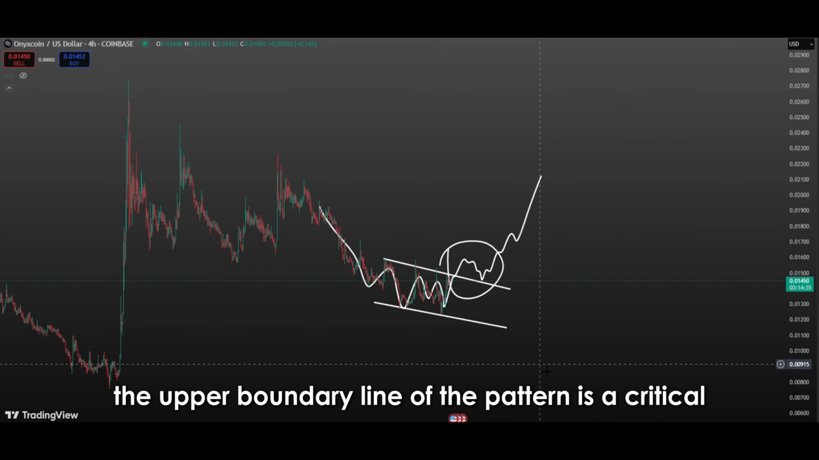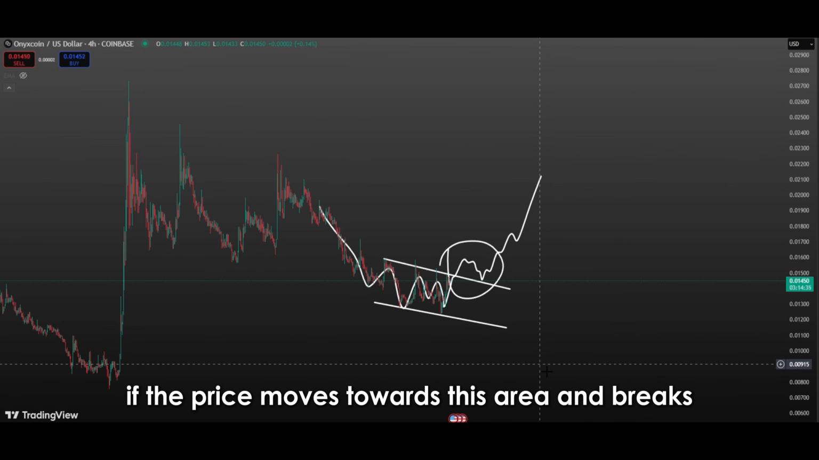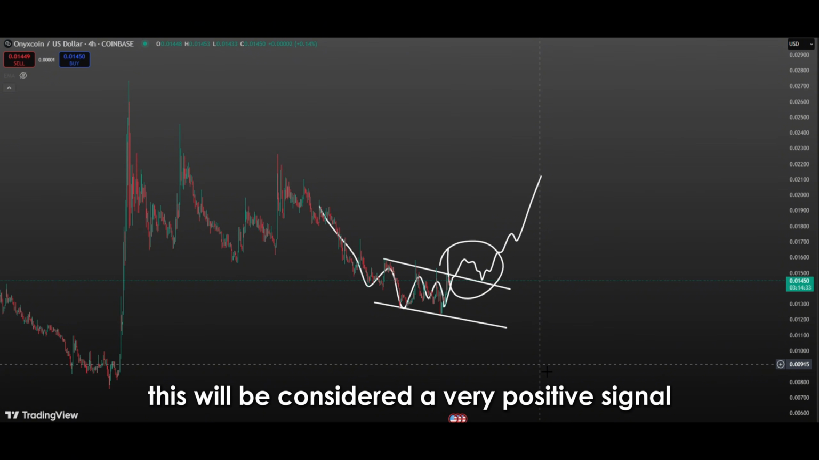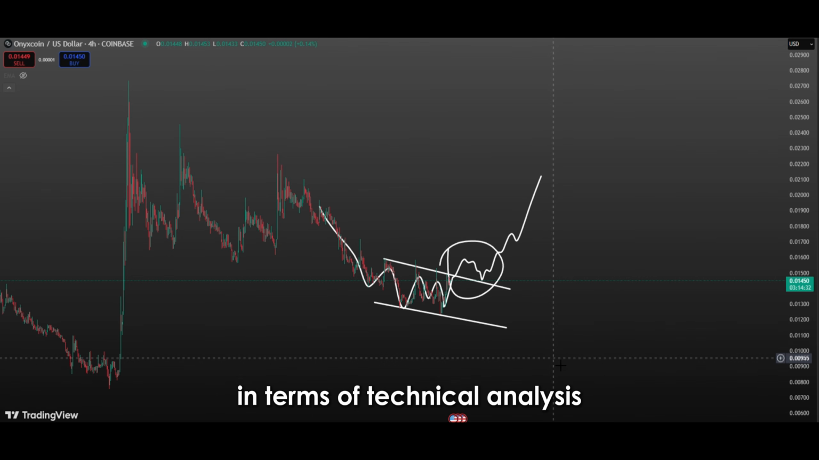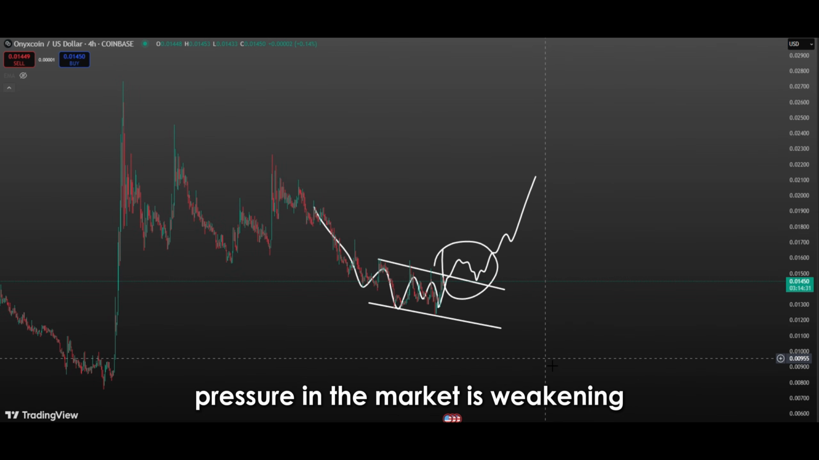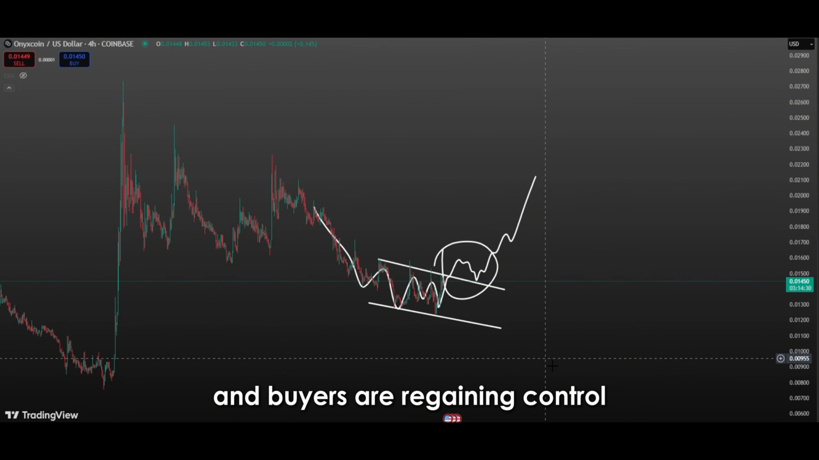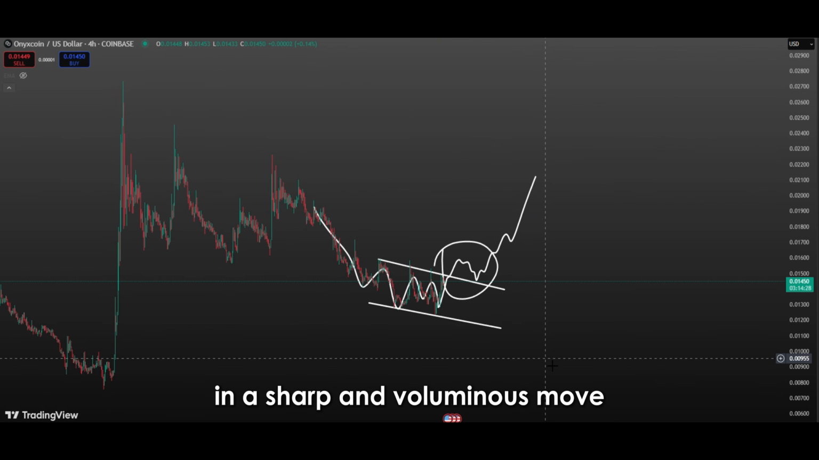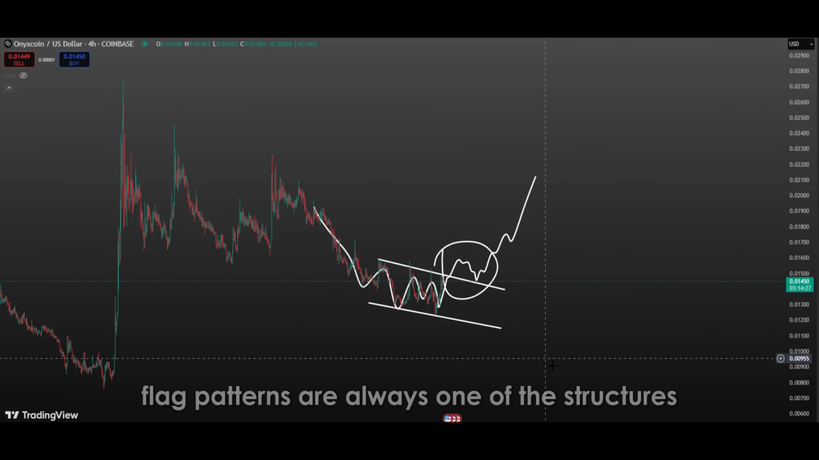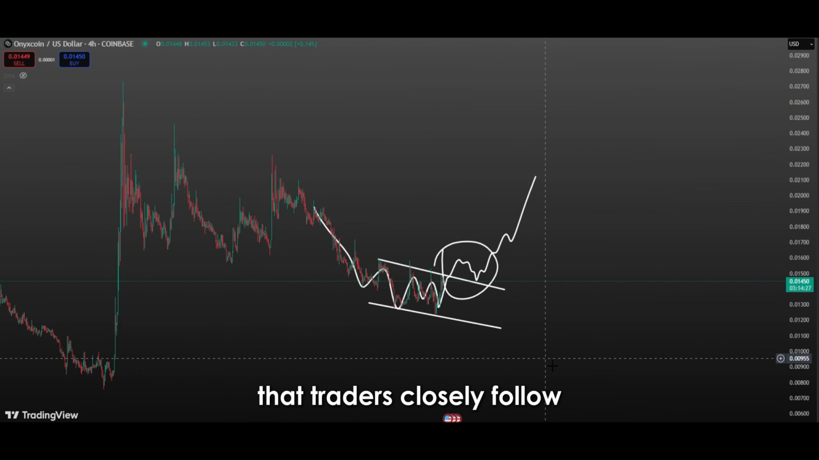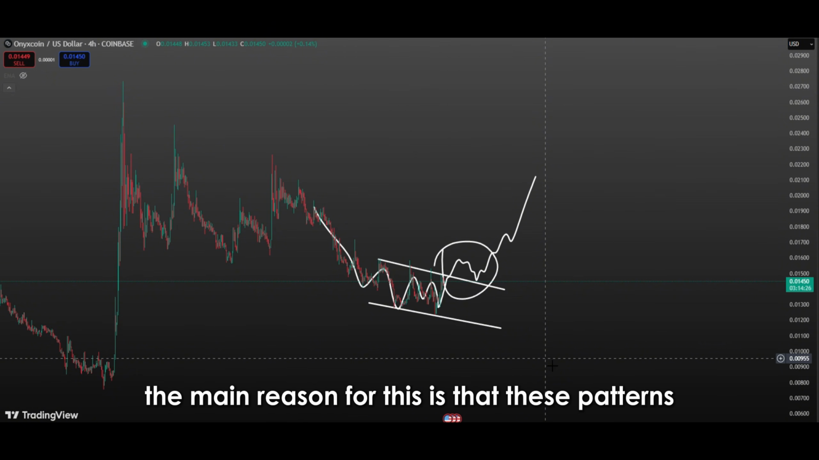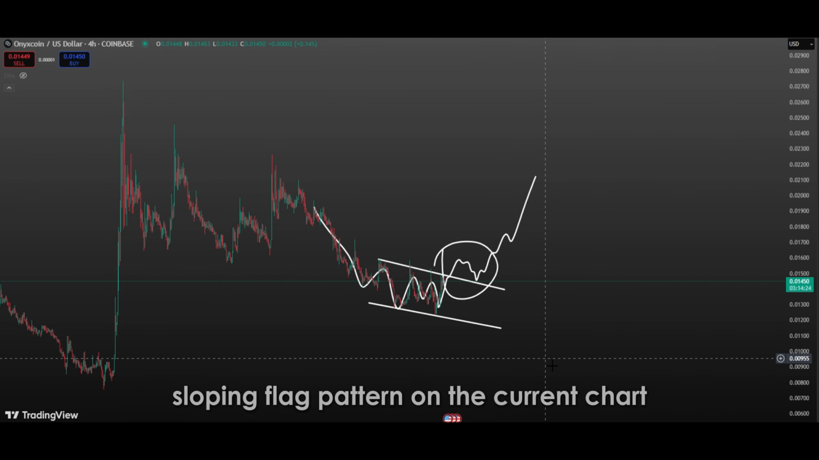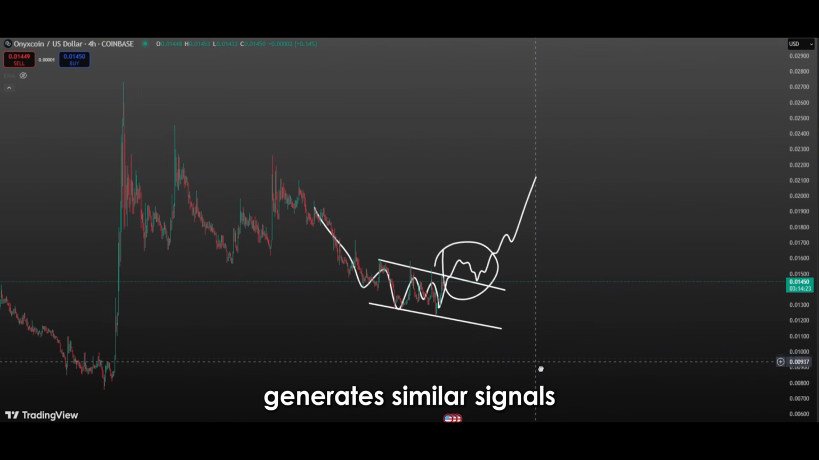The upper boundary line of the pattern is a critical technical level. If the price moves towards this area and breaks the upper line upwards with sufficient volume support, this will be considered a very positive signal in terms of technical analysis, because this would indicate that the selling pressure in the market is weakening and buyers are regaining control. After such a breakout, the price may move to new highs in a sharp and voluminous move, similar to the previous uptrend. Flag patterns are always one of the structures that traders closely follow and strategize. The main reason for this is that these patterns give strong clues about the direction of the price. This downward-sloping flag pattern on the current chart generates similar signals.